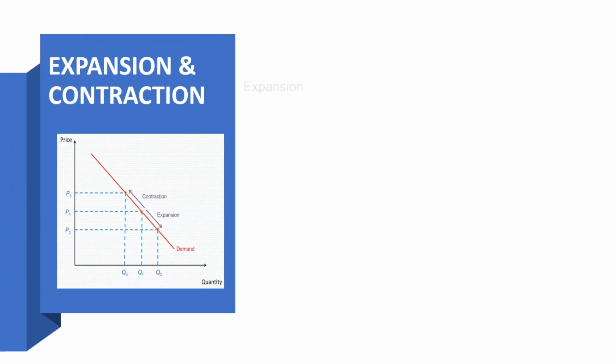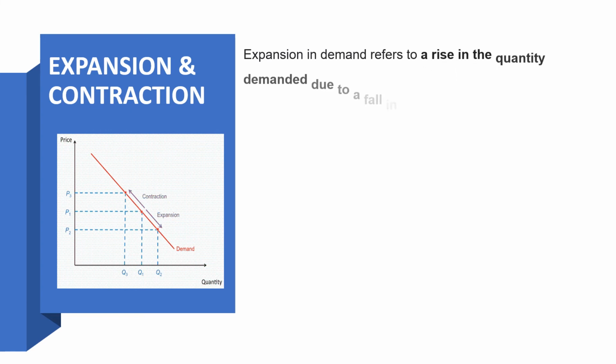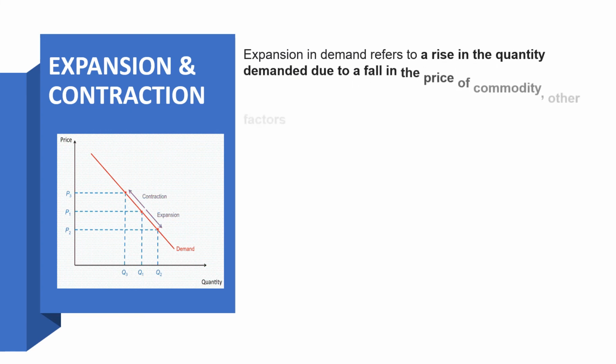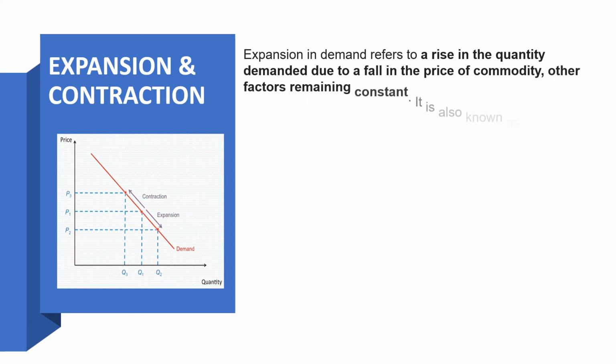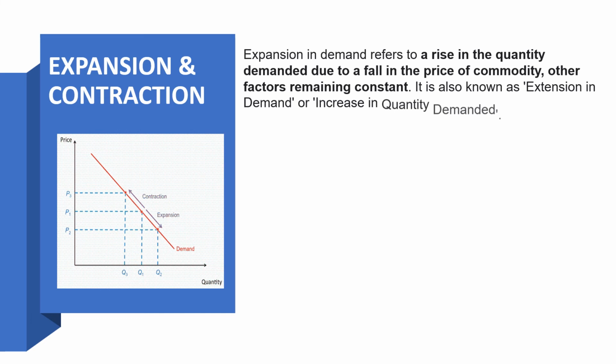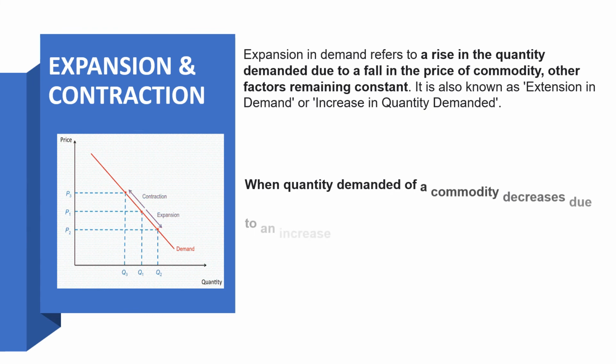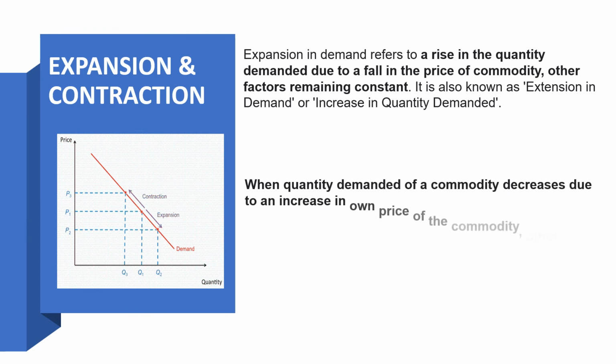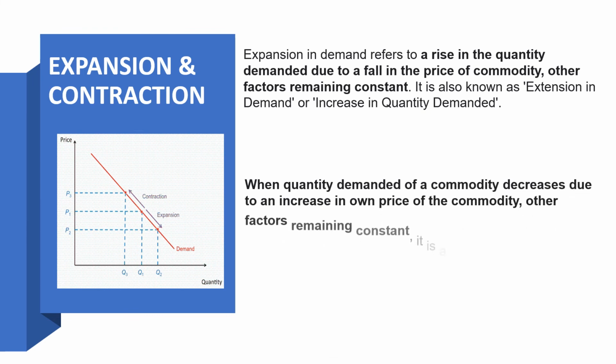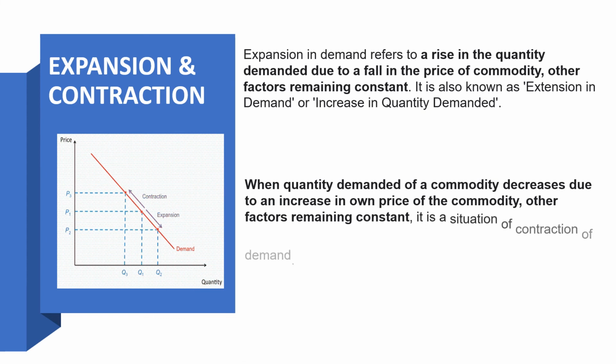Expansion and contraction. Expansion in demand refers to a rise in the quantity demanded due to a fall in the price of the commodity, other factors remaining constant. It is also known as extension in demand or increase in quantity demanded. When the quantity demanded of a commodity decreases due to an increase in its own price, other factors remaining constant, it is a situation of contraction of demand.